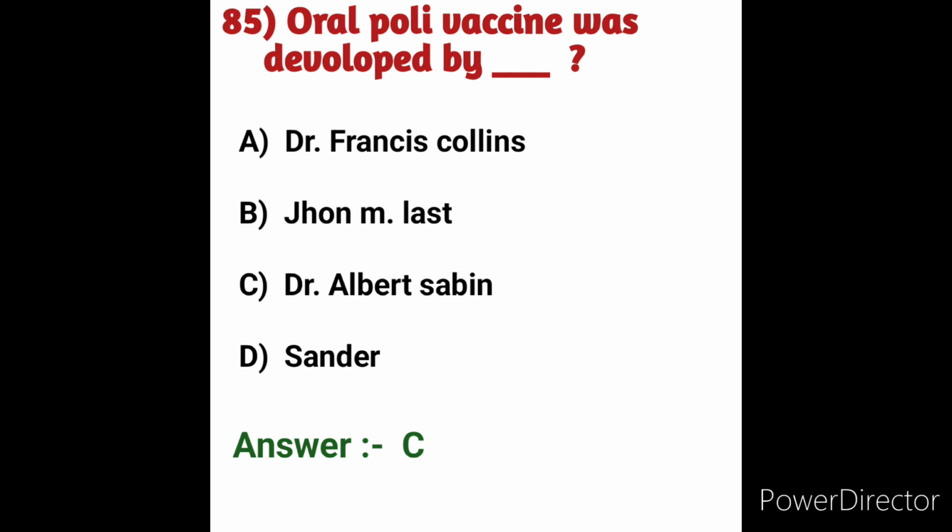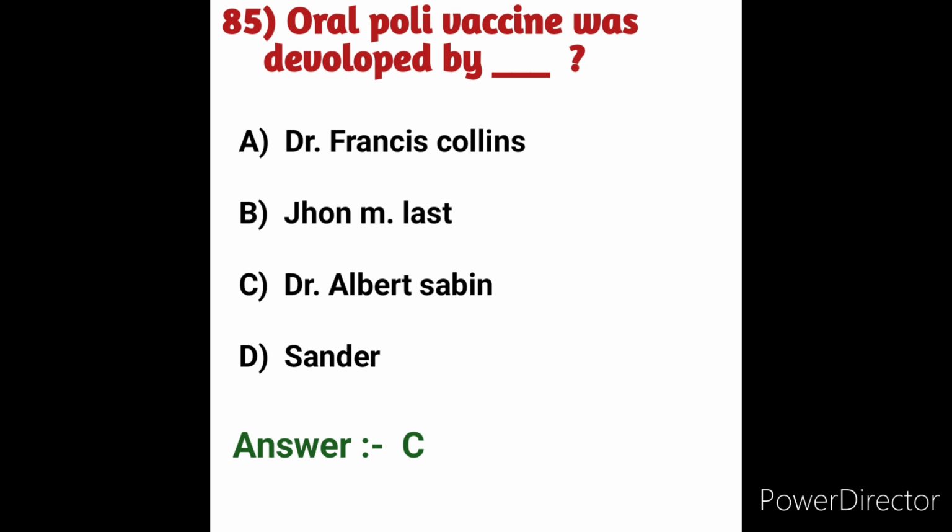Albert Bruce Sabin lived from 1906 to 1993, and in this period he made the oral polio vaccine. The second type of oral polio vaccine was developed by Dr. Albert Sabin, a microbiologist. Option C is the correct answer, Albert Sabin.